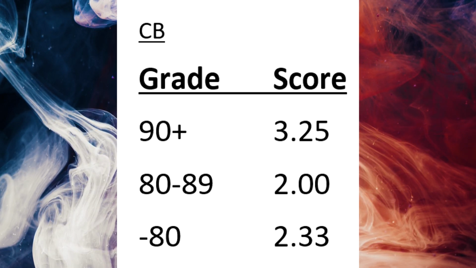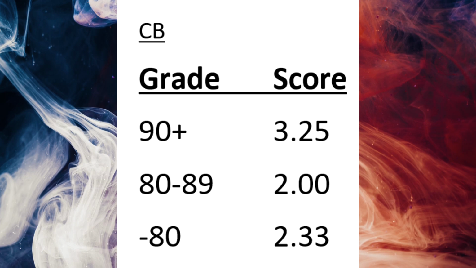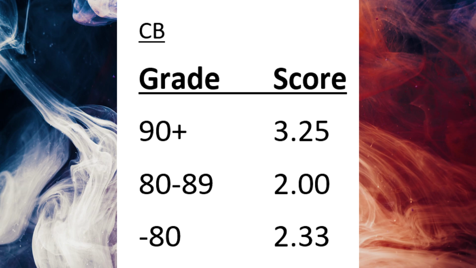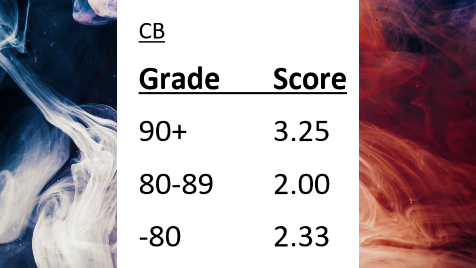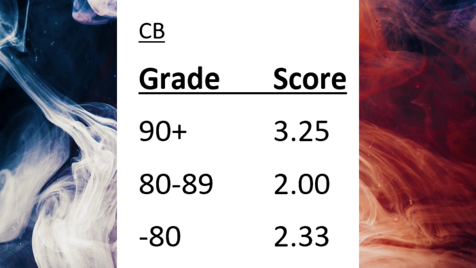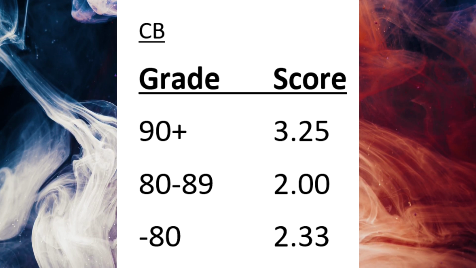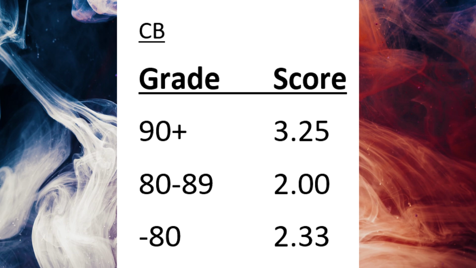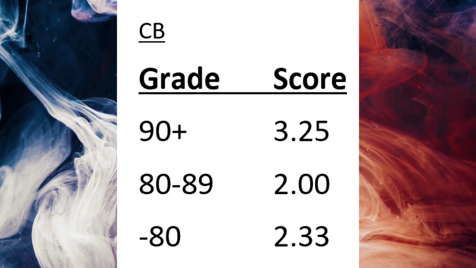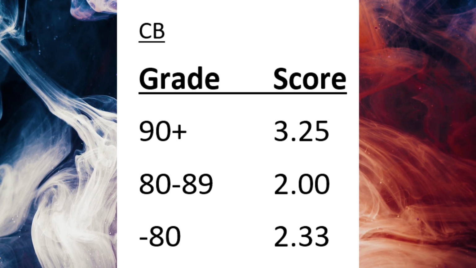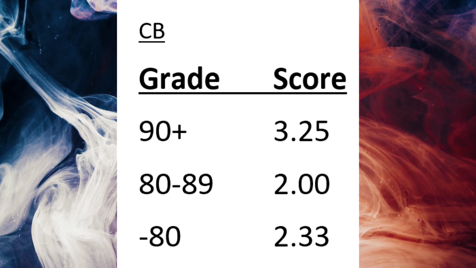As for cornerbacks, this is where some of these are going to get a little bit more fascinating. So for a corner, you see that the best score here still is 90 plus. 90 plus is very good, and 90 plus is going to be very good for most of these categories. But then there doesn't seem to be too much of a difference between grading an 89 or a 75, right? In fact, below 80 actually has a higher score than the 80 to 89 range.